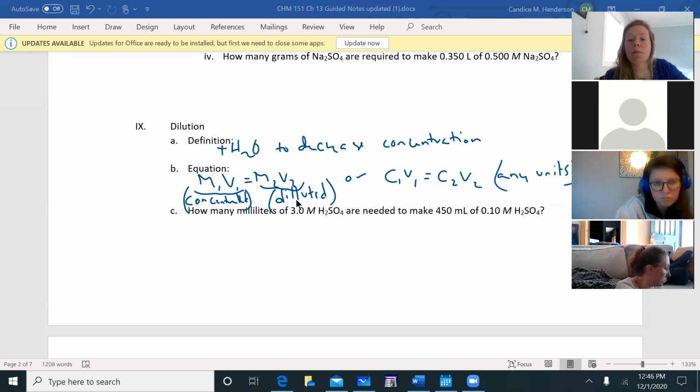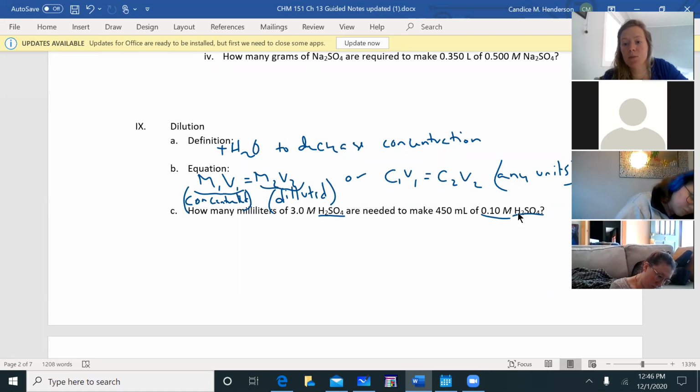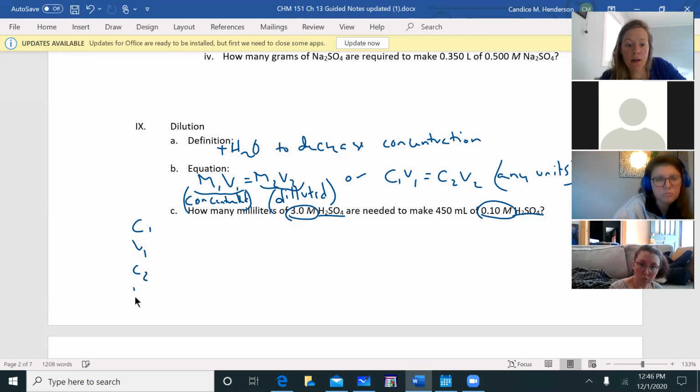So how you want to be using solution dilution, we're talking about the same material here, right? This is H2SO4, and this is also H2SO4. The only thing that's happened is we've changed the concentration. After this, we're going to talk about solution stoichiometry. That's when we're going to have two different components, two different compounds. Here we have the same material. We're just diluting it.